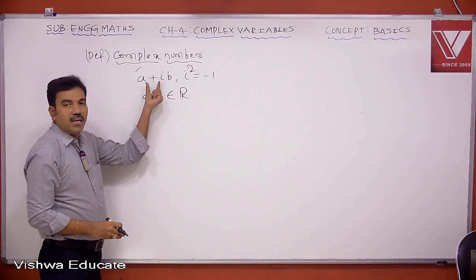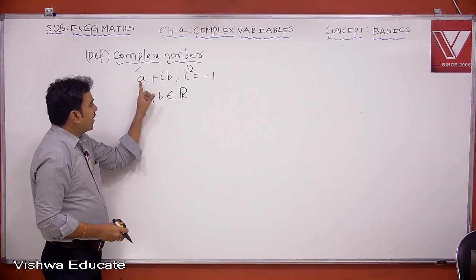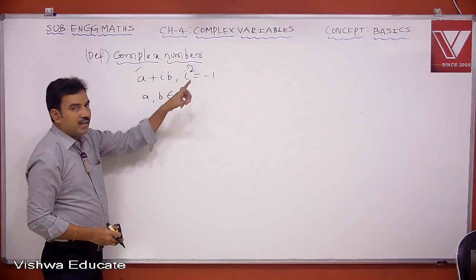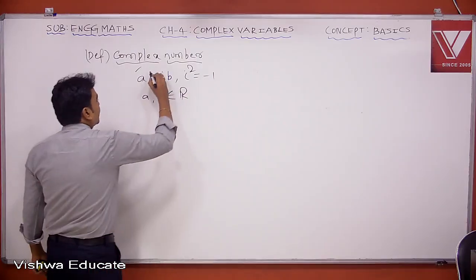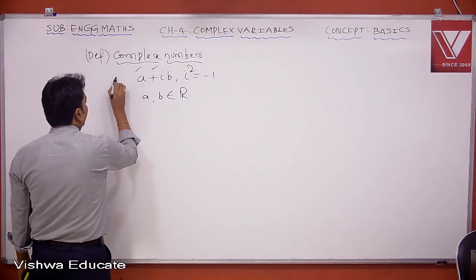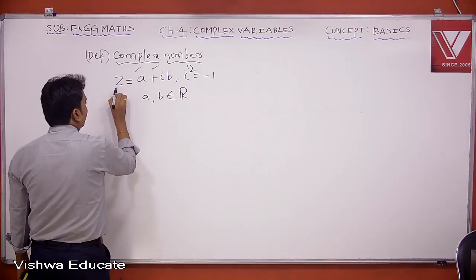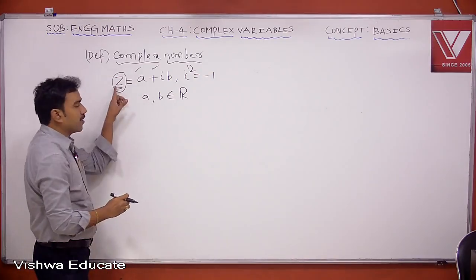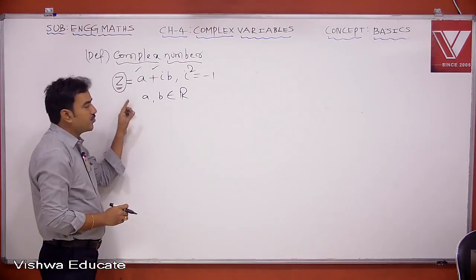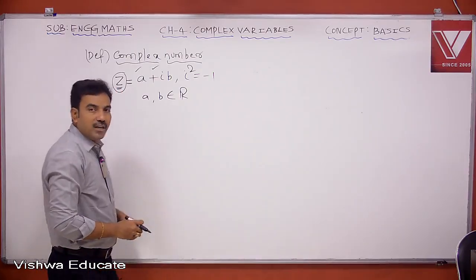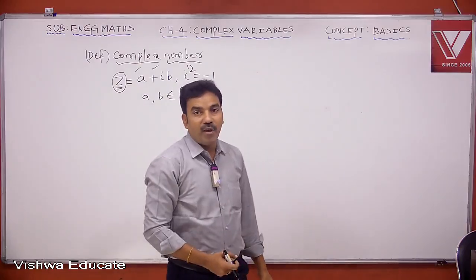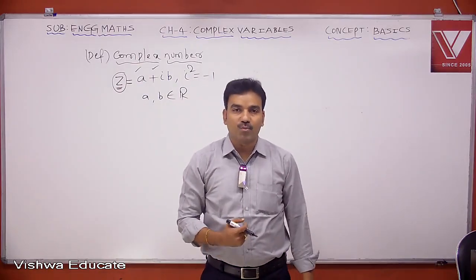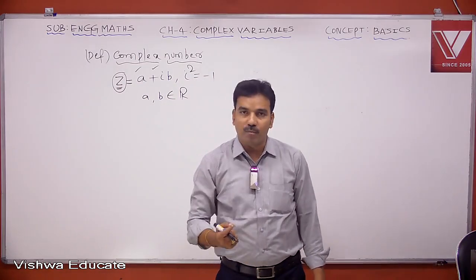I have a number a plus ib where a and b are real numbers and i square is equal to minus 1. Such numbers are called complex numbers. Generally, we denote them as a variable z. So frequently we use the variable z to represent a complex number. So how to define this? A number of the form z equal to a plus ib where a and b are real numbers and i square equal to minus 1 is called a complex number.